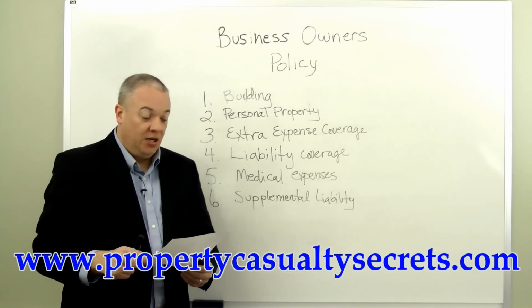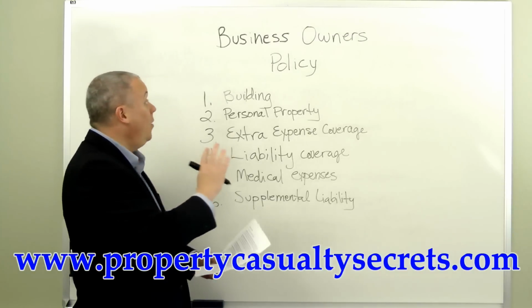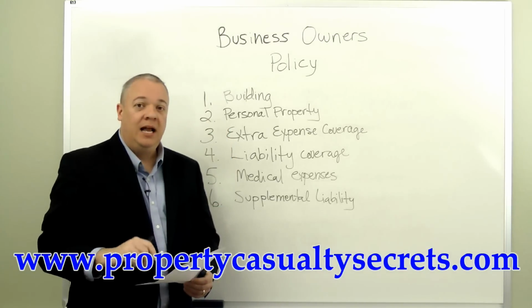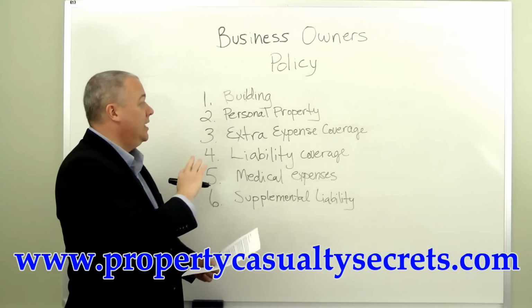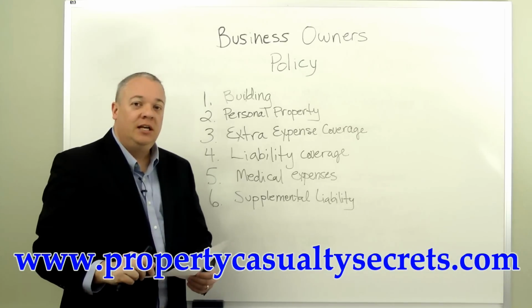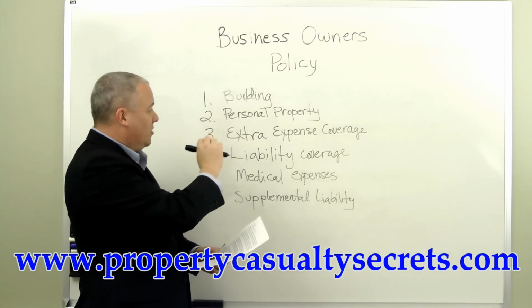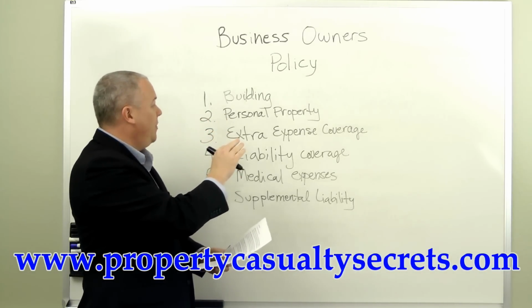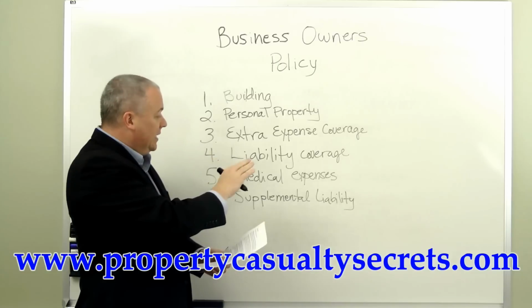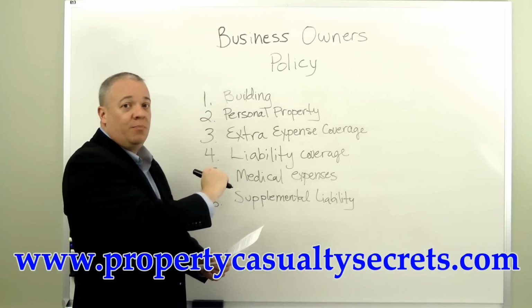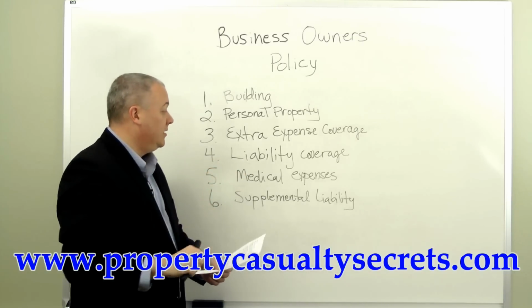So when writing your business owner's policies, they will always include these 6 items at a minimum, with the understanding that if it is specifically excluded, then obviously you don't pay, but everything else is covered, from the building, the personal property, extra expenses due to loss of being able to conduct business, liability, medical expenses for those who are on the property and injured, and finally supplemental liability.